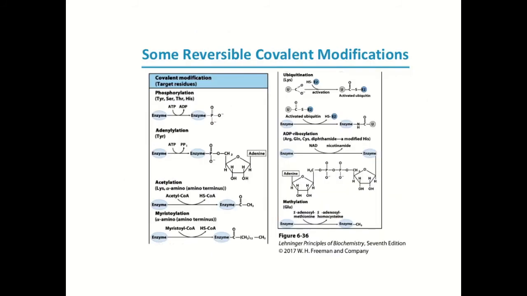You can also get regulation through reversible covalent modifications, and there are over 500 different types of covalent modifications that have been found, and here are some examples. Phosphorylation in particular is a very common one. So in this, you're adding a phosphoryl group to an enzyme. Another would be methylation. So in this, you're adding a methyl group, a CH3 group, to an enzyme to modify it.